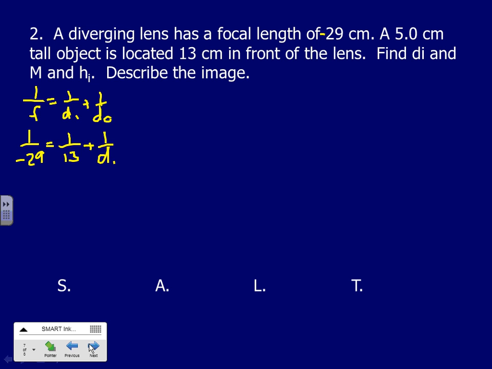Again, I got to bring that to the other side. So if I'm solving these mirror or lens problems, that's the number of steps, right? That's good. So again, negative 29, or for your calculator, it's likely 29 negative. It depends on what the calculator is. Negative 29. Inverse, minus 13 inverse, equals. And then you got to invert it one more time to get that answer back out of it.